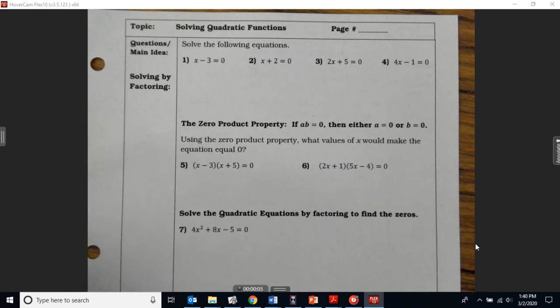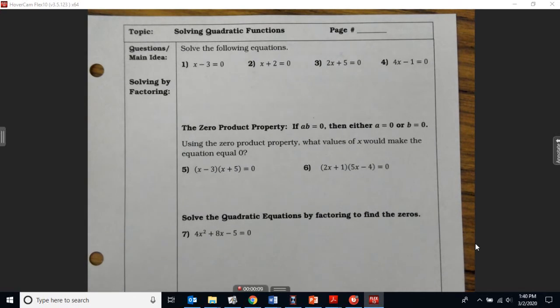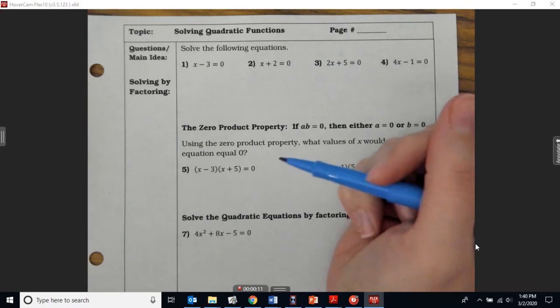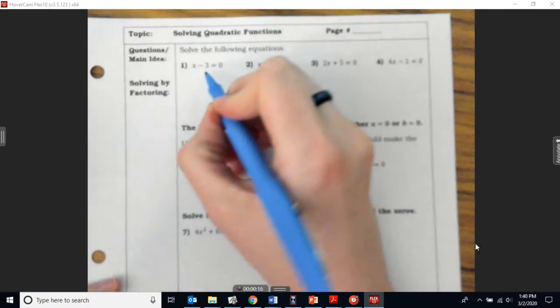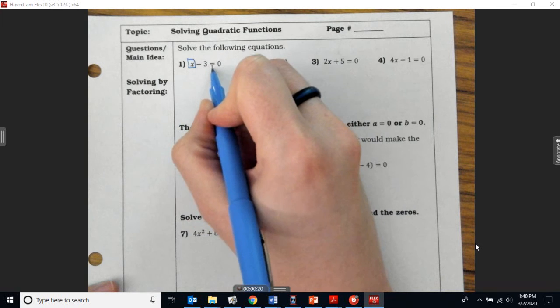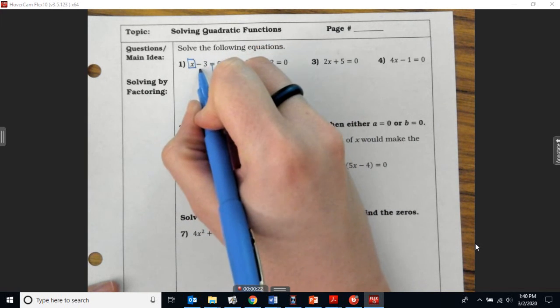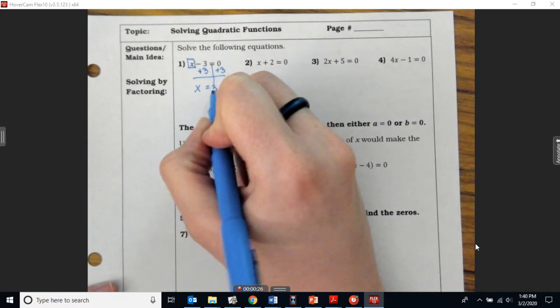All right, we're going to start talking about solving quadratic functions, and we're going to do so by first reviewing how to solve a linear equation. And so this says x minus 3 equals 0. So just remember that you want to get the x by itself. In order to do that, you kick the 3 to the other side by doing the inverse. So add 3 to both sides, you get x equals 3.